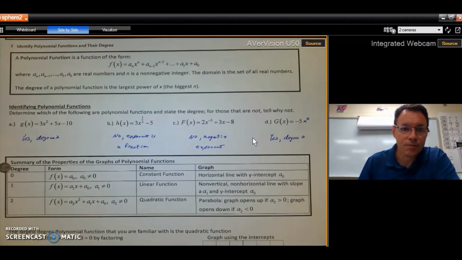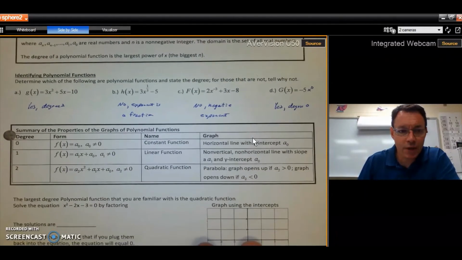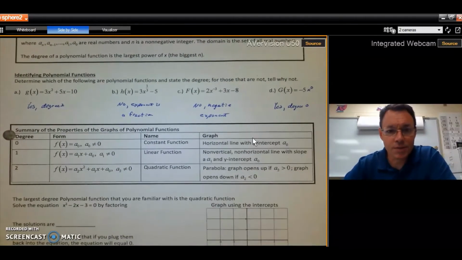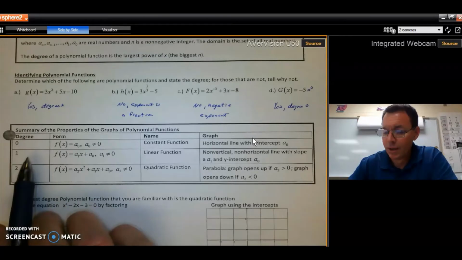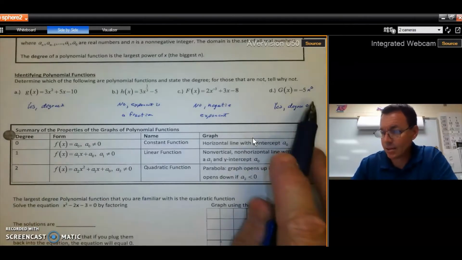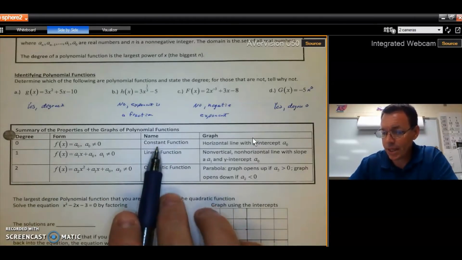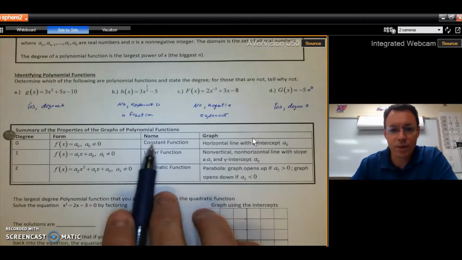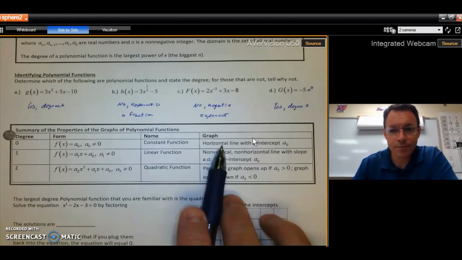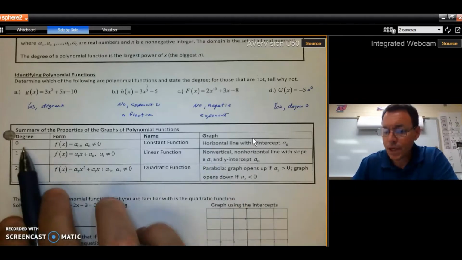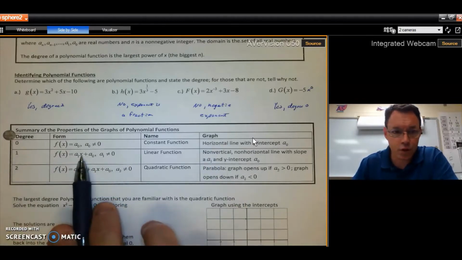So this next box right here is a summary of some of the polynomial functions you're familiar with. Degree 0, that's a constant. So just a number is a constant. The graph would be a horizontal line if you were to graph that, like y equals 3 or y equals 4 or whatever. A degree of 1 means x to the first power.